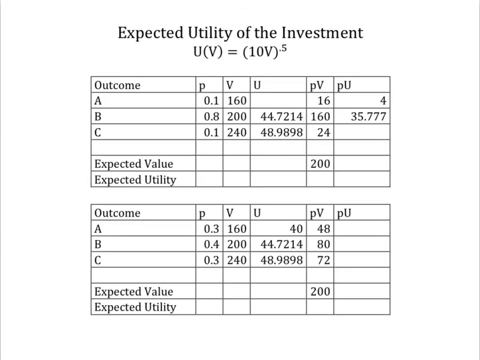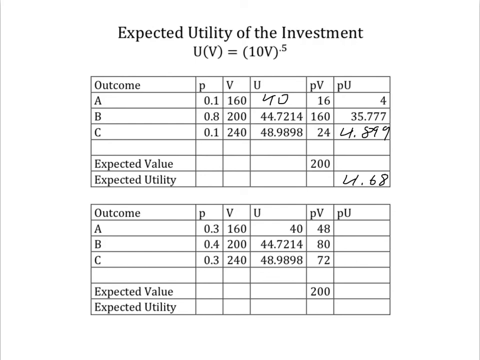For the utility function I have assumed, the utility from outcome A is the square root of 1600, or 40. 10% of 40 is 4, and the weighted utility for outcome C is 4.899. Summing the utilities weighted by the probabilities yields the expected utility, 0.068, rounded to the nearest thousandth.